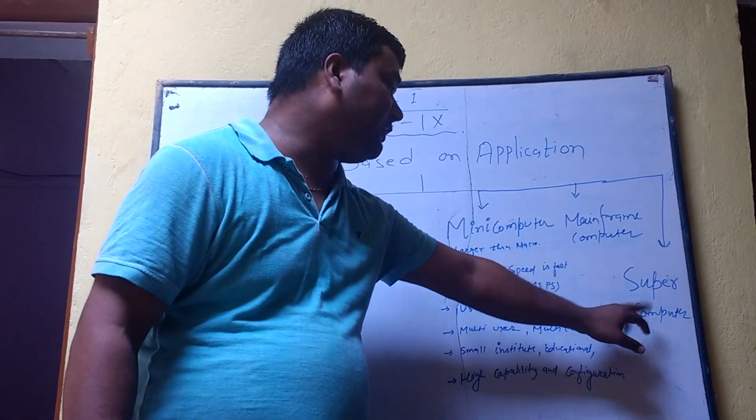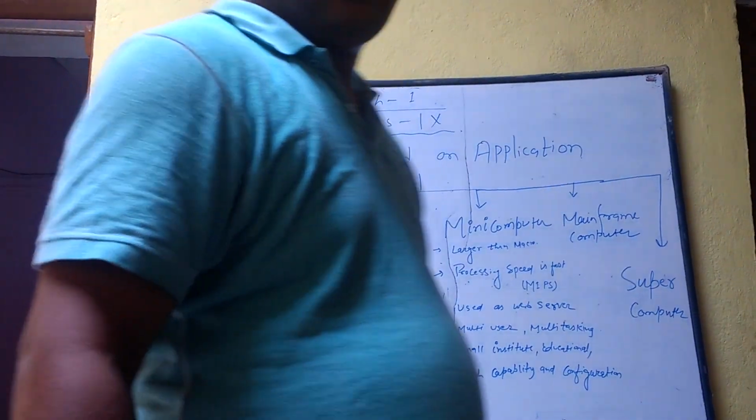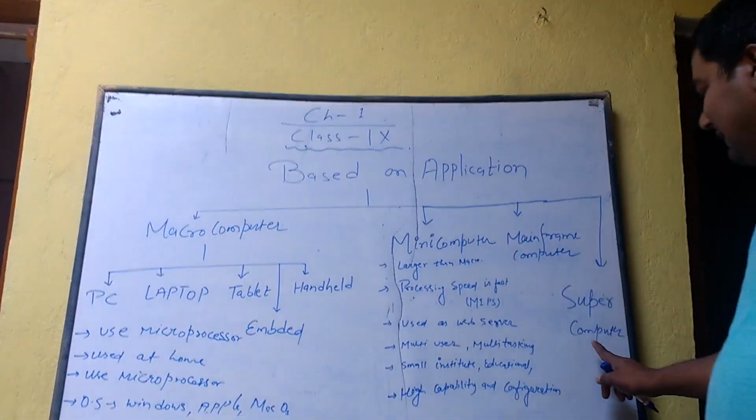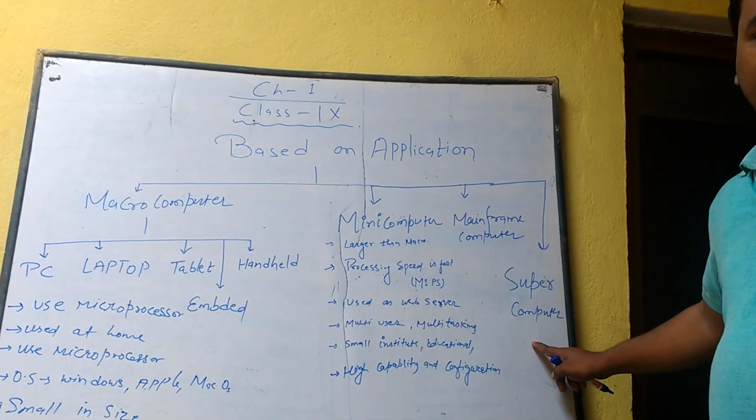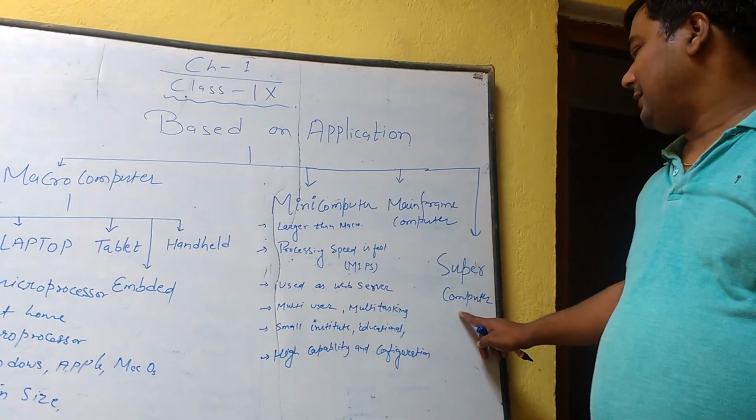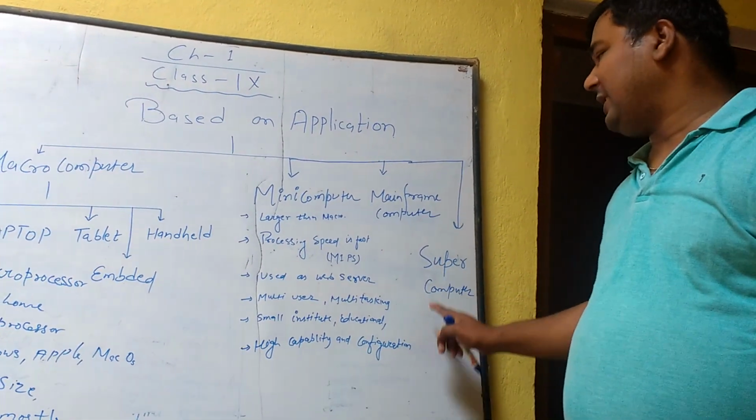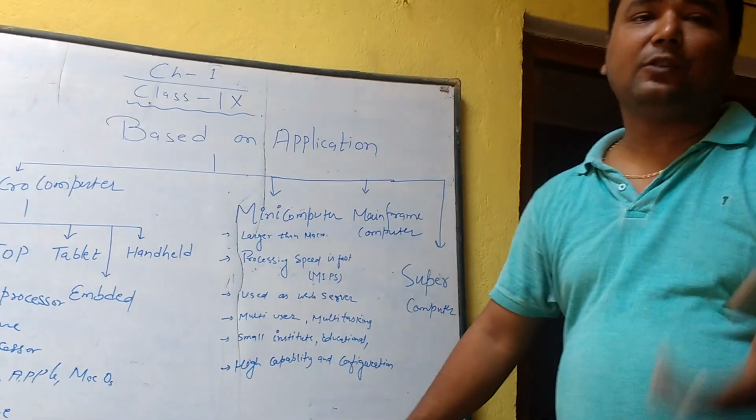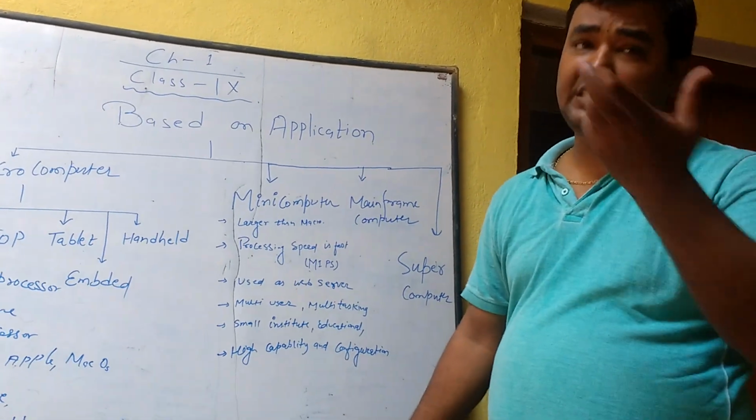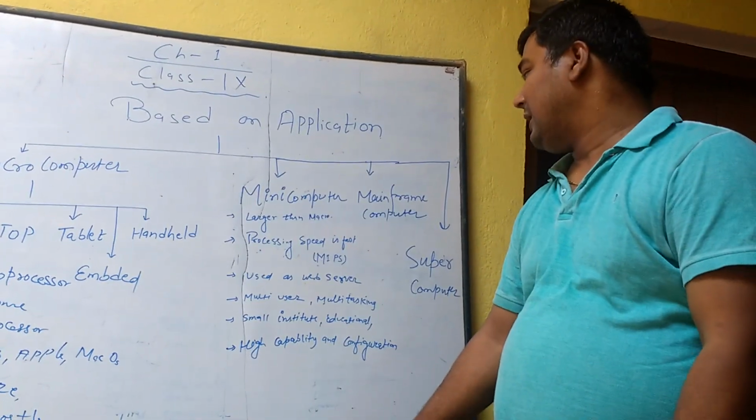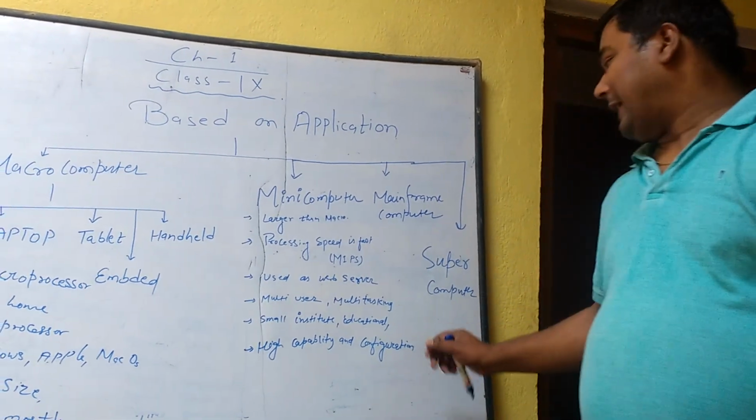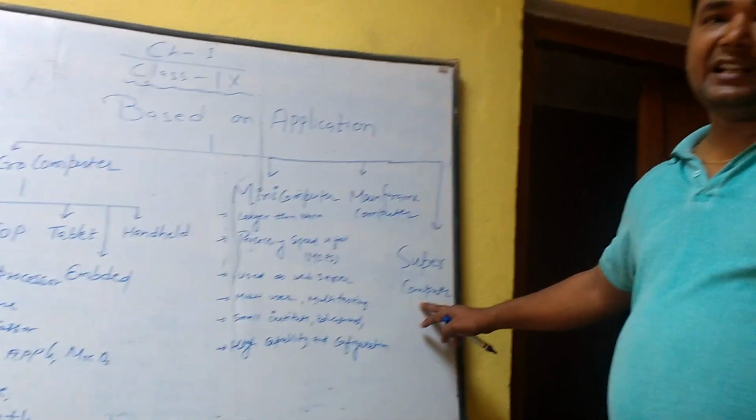Next we are coming to the supercomputer. The supercomputer is the fastest and most powerful computer. It has very large capacity, and it is very costly. Even some countries are not able to bear the cost of a supercomputer, so they purchase it from neighboring countries. Only government agencies can handle the supercomputer.